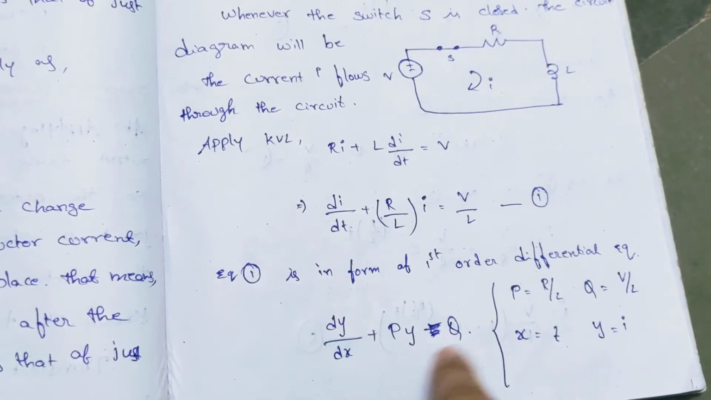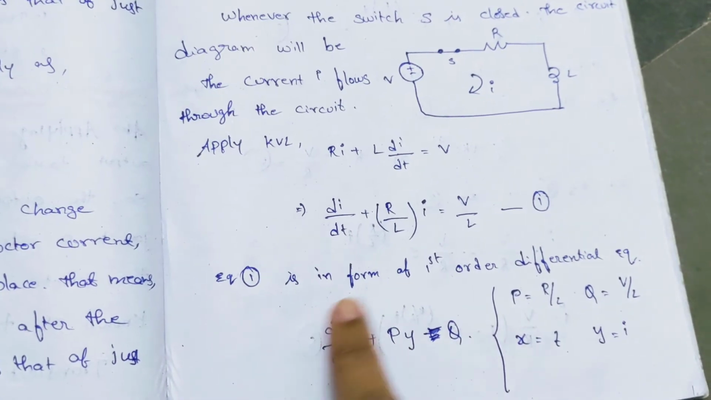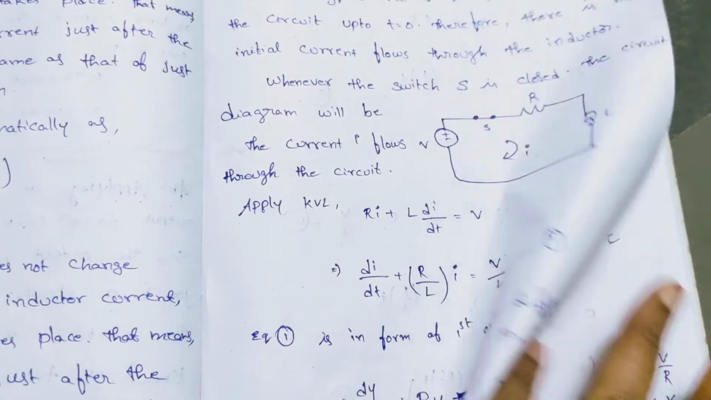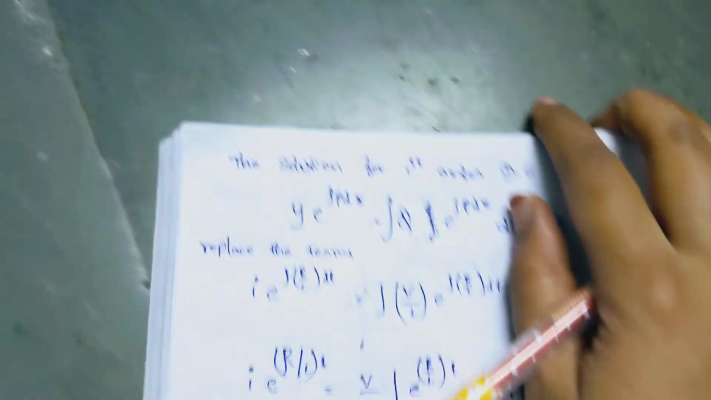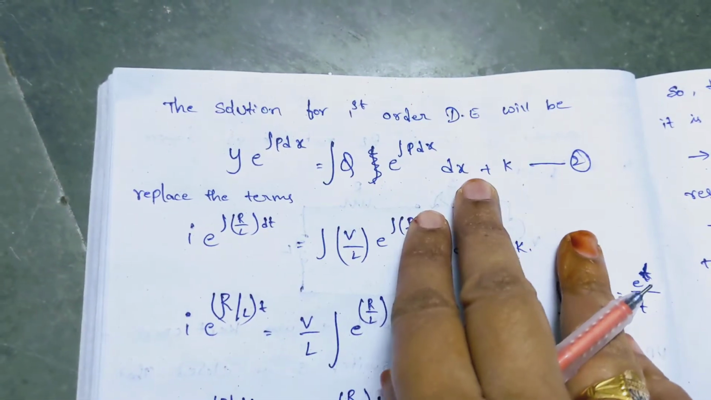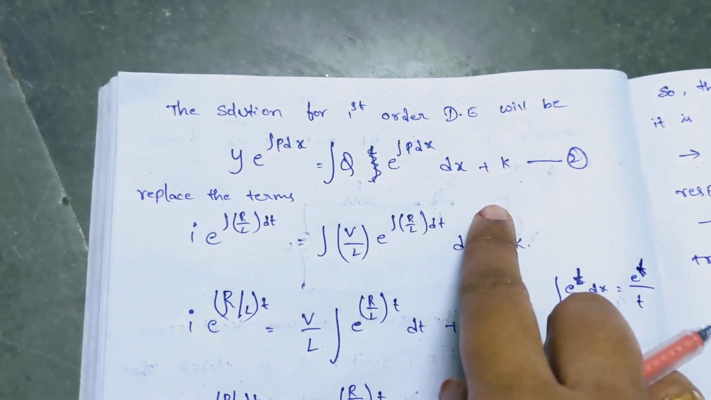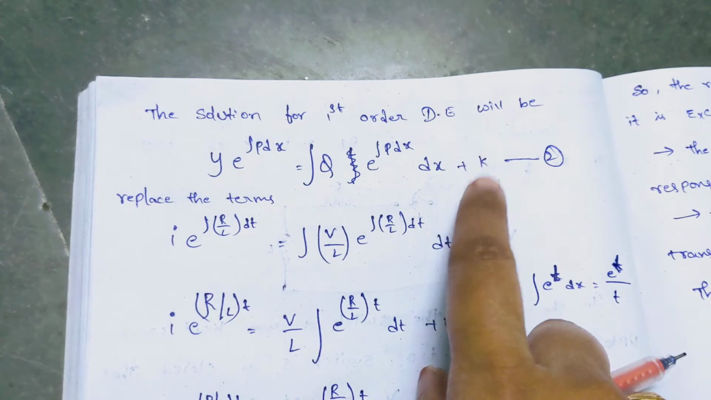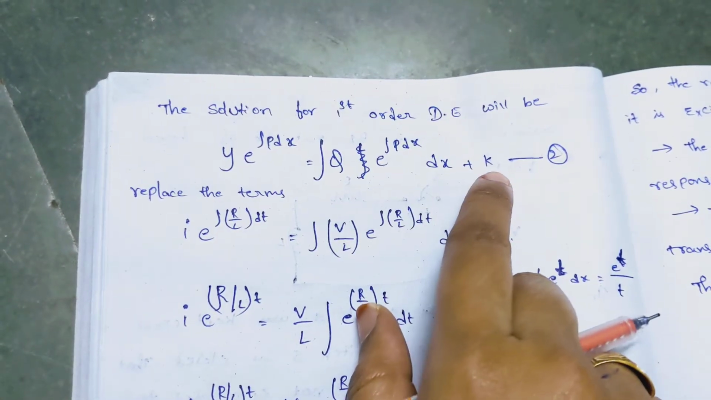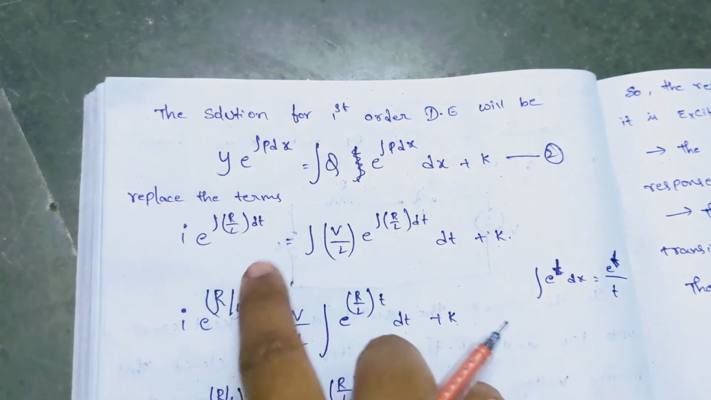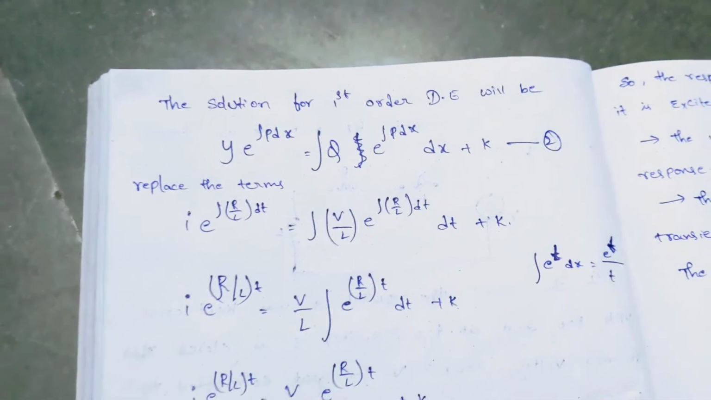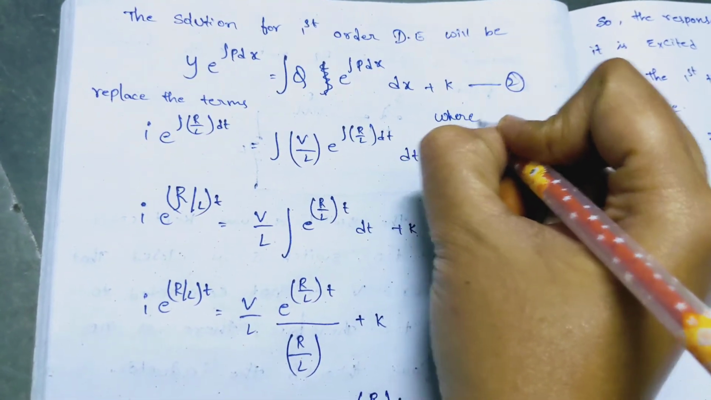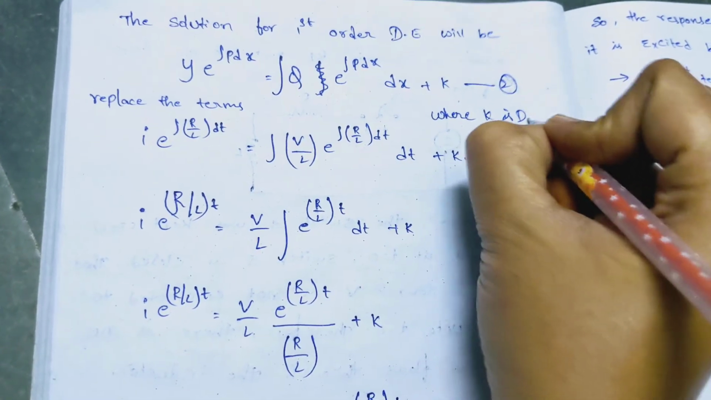The solution for this first order differential equation we already studied in our mathematics, so I directly take that solution. I don't want to go into the detailed solution. If anybody has any doubt regarding how the solution is derived, please refer to your mathematics books. This is the solution for your first order equation. Simply I am replacing all the terms, where k is the integration constant.